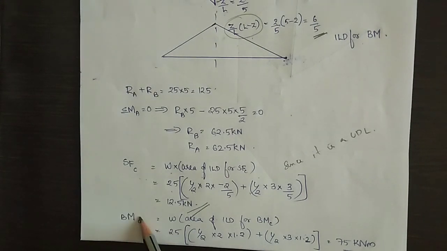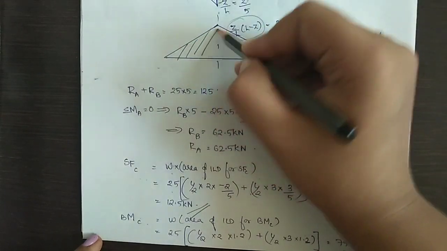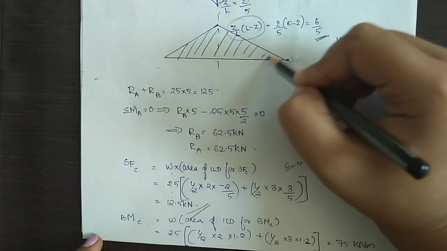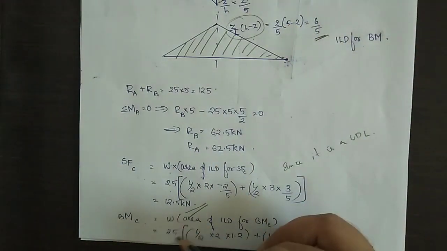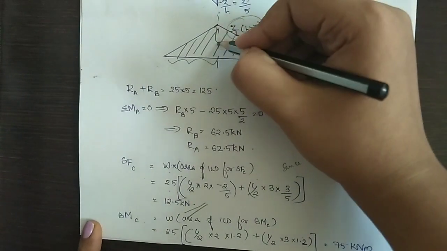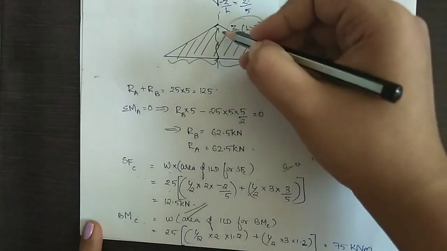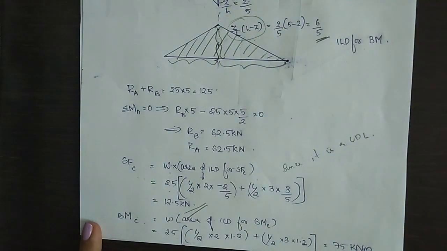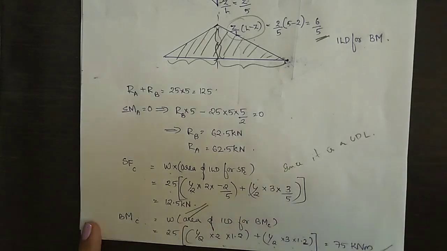Now the equation for bending moment at C can be written as load into area of ILD for bending moment. The area can be written as sum of area of two triangles. Now load 25 kN per meter into half into base into altitude plus half into base into altitude. On substituting values, we get bending moment at C as 75 kN meter.